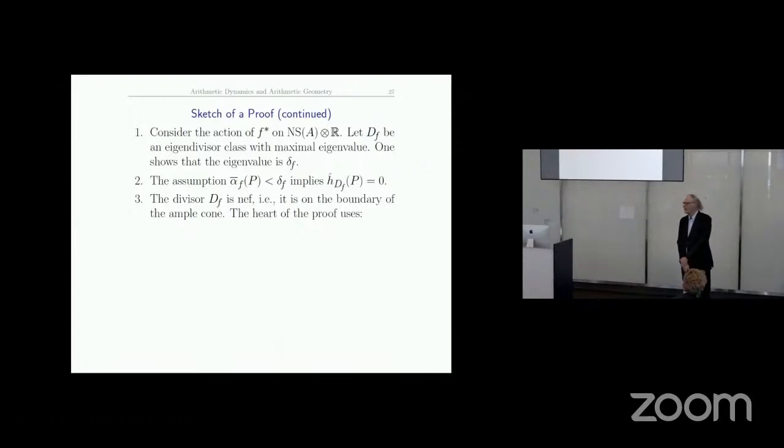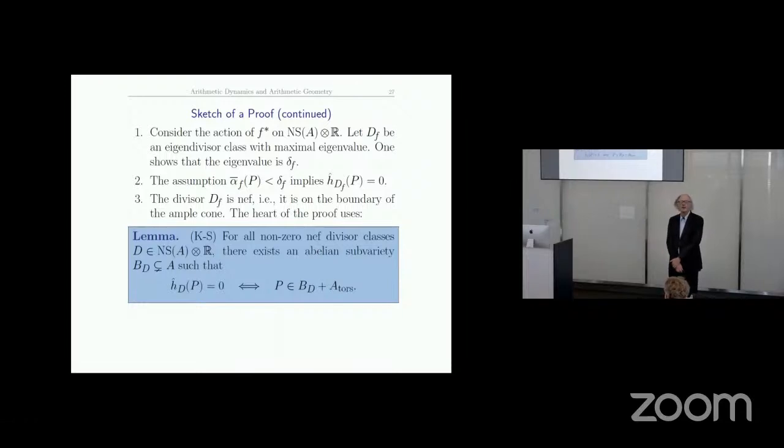Then the assumption on the arithmetic degree, that it's strictly smaller than delta sub f, shows pretty directly that the canonical height of the point is 0 relative to this eigendivisor class, D sub f. If D sub f, the divisor, was ample, that would imply the point was a torsion point, and we'd basically be done. But in general, that's not true. What is known is that D sub f is what's called numerically effective, which means it's on the boundary of the ample cone. So it's just an epsilon away from being where we want.